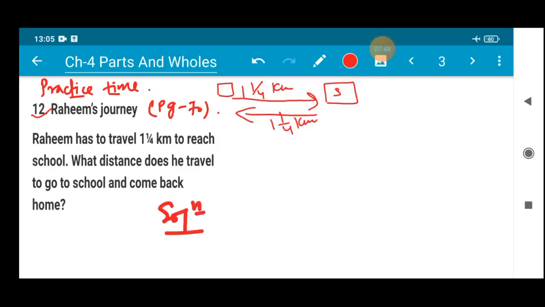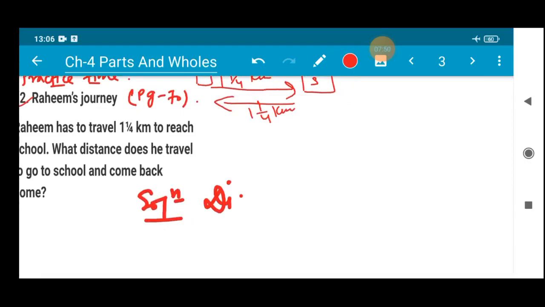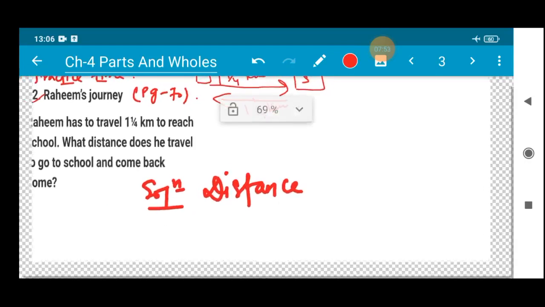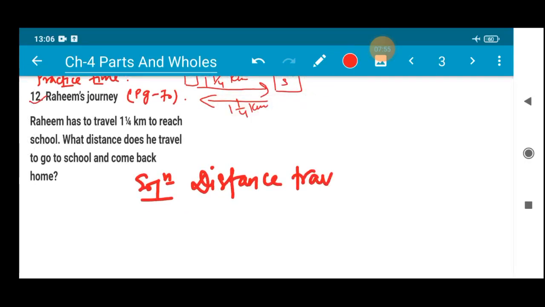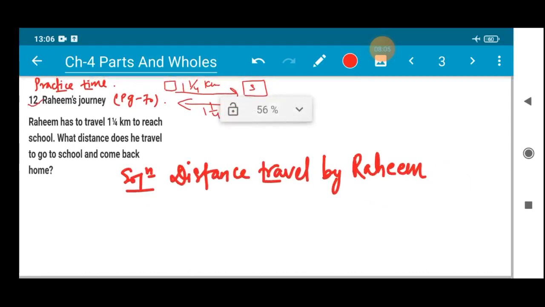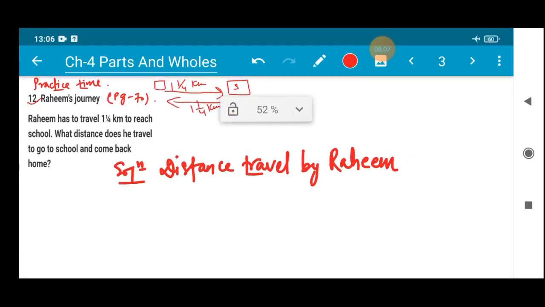Solution: distance traveled by Rahman. Sorry, it is not Rahman, it is Rahim. Okay, whatever the name is, it is not very important, but the thing which we are doing, instead of Rahim you can write Kabir also, instead of Rahim you can write Pratik also, your choice, right? So distance traveled by Rahim, only the thing is your value should not get changed.